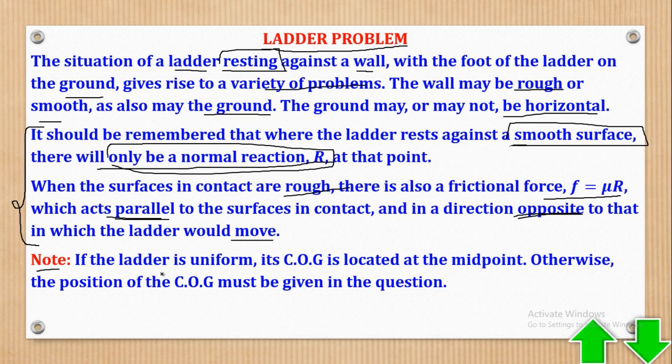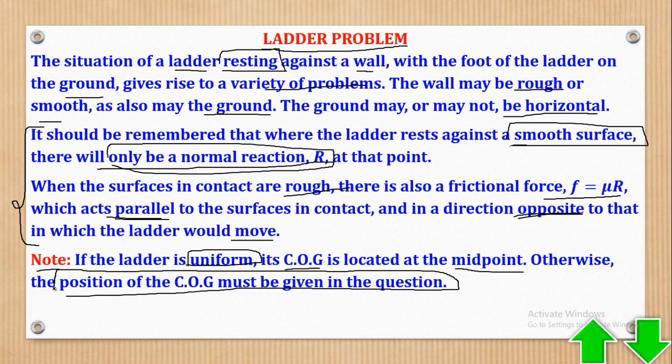Note that if the ladder is uniform, and most questions will say that the ladder is uniform, that means that the center of gravity is located at the midpoint. And remember, weight acts at the center of gravity. However, if they mention that the rod is non-uniform, it means that the position of the center of gravity must be given. They have to locate for you where the center of gravity is. That is if it is non-uniform, but in most cases it will be uniform. We shall see both cases, where the ladder is uniform and also where the ladder is non-uniform.